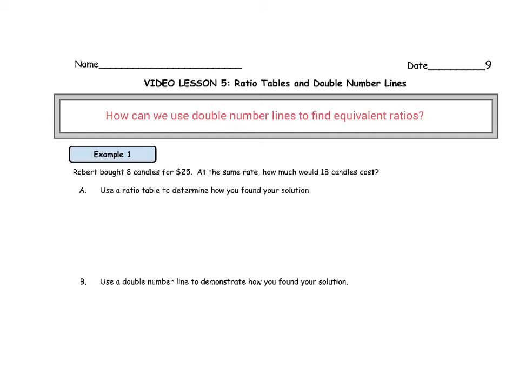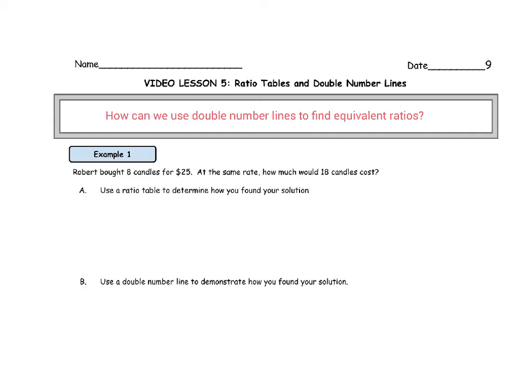I hope that you're able to see similarities when finding equivalent ratios. We know that equivalent ratios are two or more ratios that express the same relationship between the numbers, and we saw the multiplication relationship in video lesson number 4. Let's get started. Example number 1.